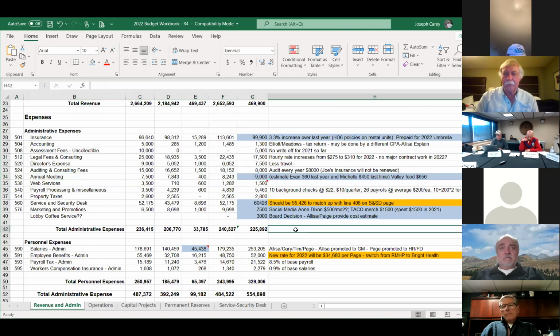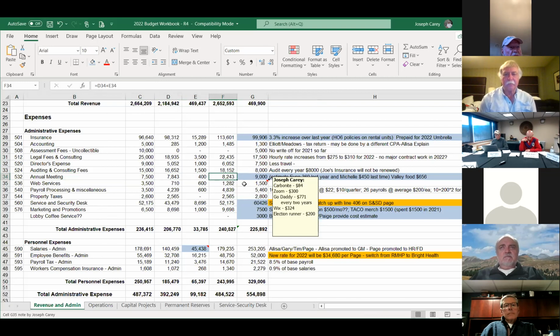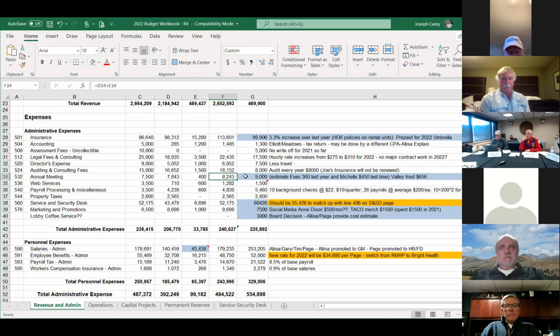Based on that, John, we spent $8,243 this year, as you can see there. There's a little bit of golf tournament money in there, not much. A lot of that was because of the cost of food and beverage, which, as you know, we did through Base Camp this year. Does 9,000 sound good to you, or do you think it needs to be higher?